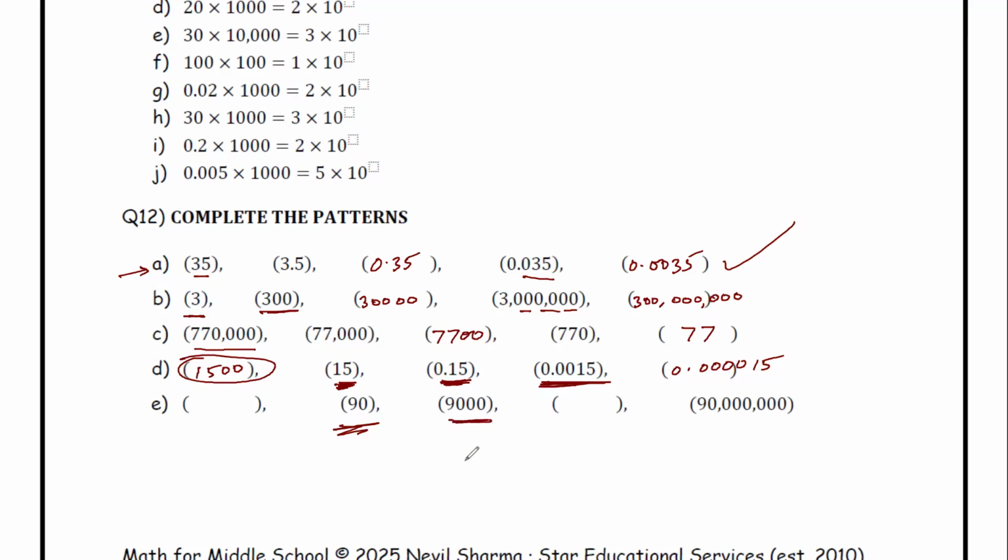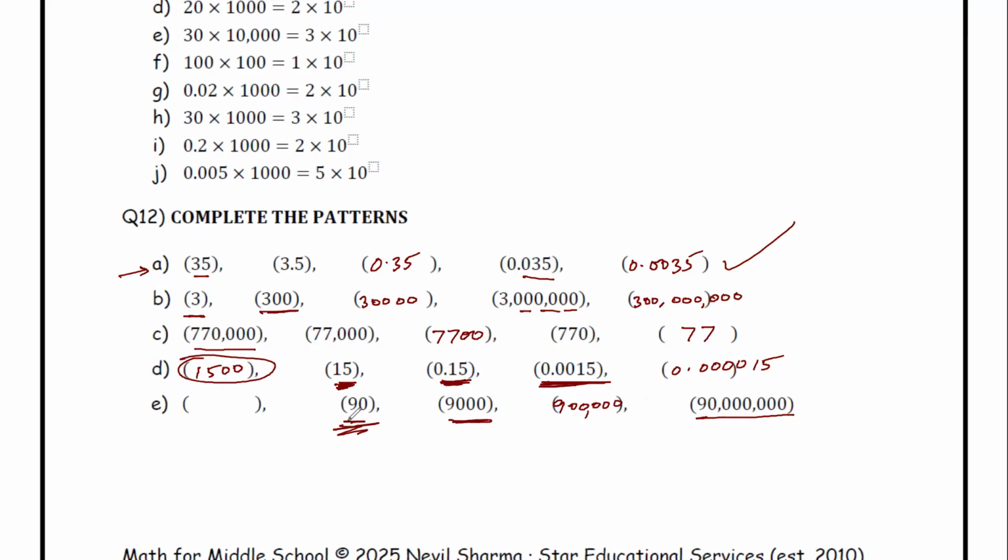And finally, you have 90 gets multiplied by 100 becomes 9,000. 9,000 gets multiplied by 100. So what we have is 5 zeros, which makes it 900,000. 900,000 gets multiplied by 100. So you have 7 zeros, and 7 zeros is 90 million.